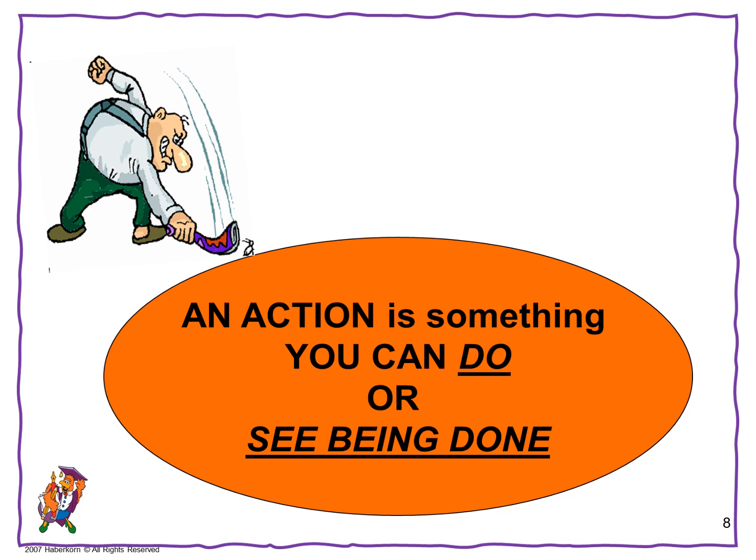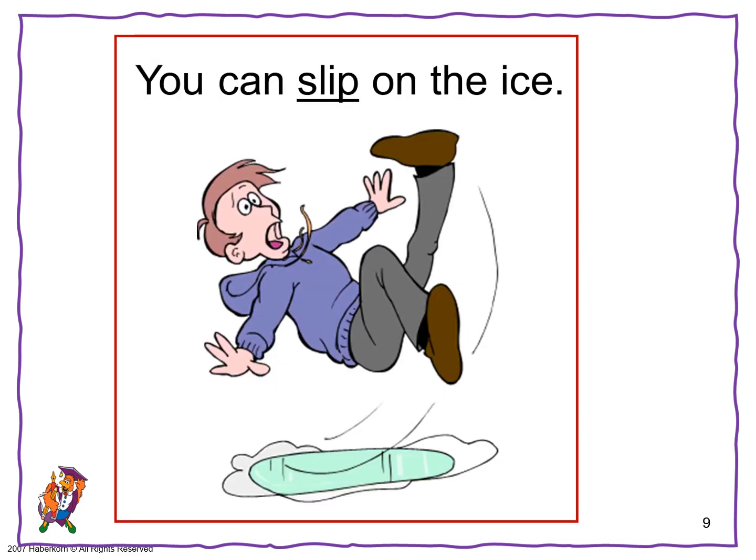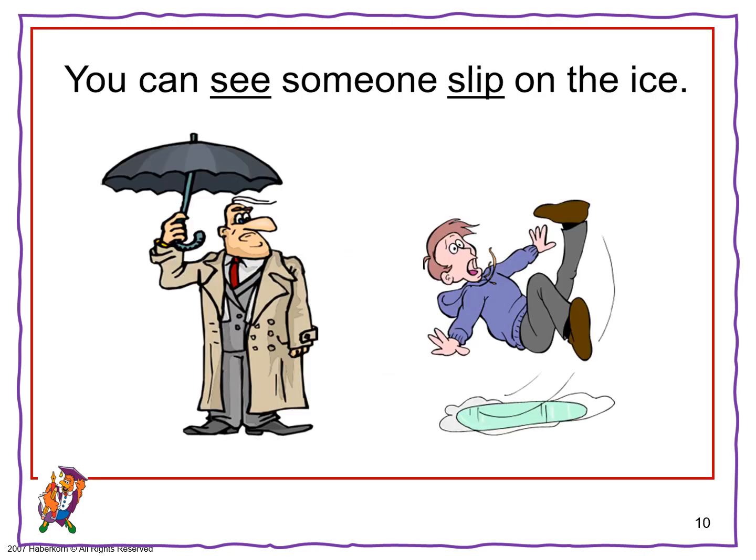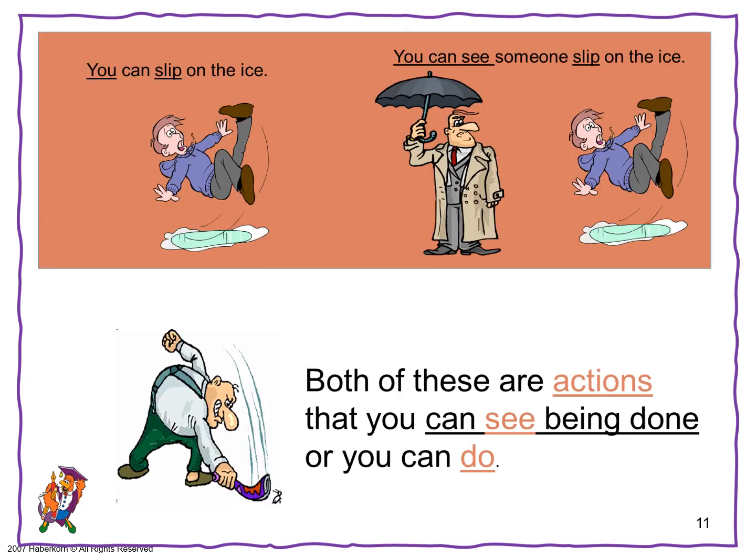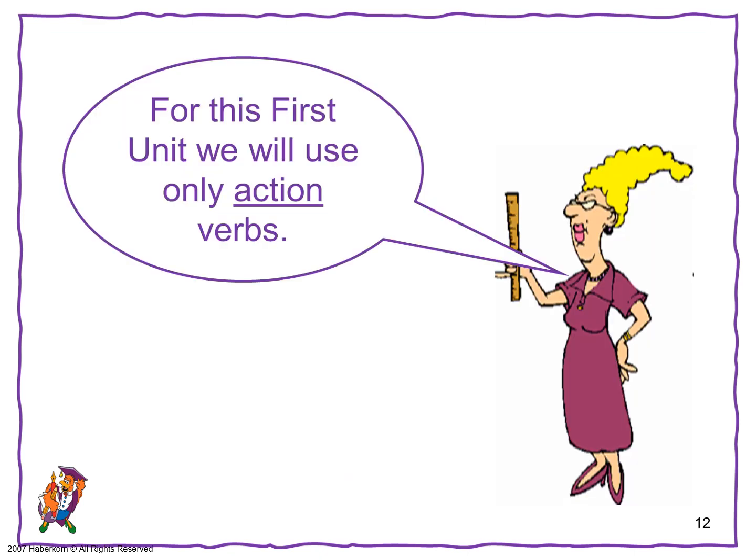Now we'll discuss action verbs in general. An action is a slip. You can slip on ice. An action is see. You can see someone slip on ice. The definition of do or see being done can apply to this verb, but not all verbs are actions you can see or do. Because we need to keep sentences as simple as possible when studying sentence structure, we'll just use action verbs until later. We will get to the other kind of verbs after we've mastered Unit 2.